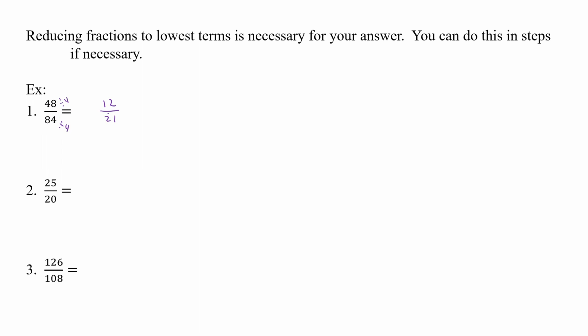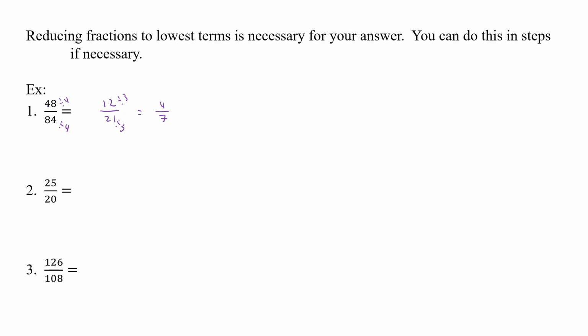Now, 12 and 21. Well, that's 3 times 4, that's 3 times 7. So if I divide both of them by 3, then I can reduce it some more. Well, 12 divided by 3 is 4. 21 divided by 3 is 7. Now, at this point, I really can't see anything else to reduce it by, because this is only 2 times 2, and this is 1 times 7. And so that would be our final answer.